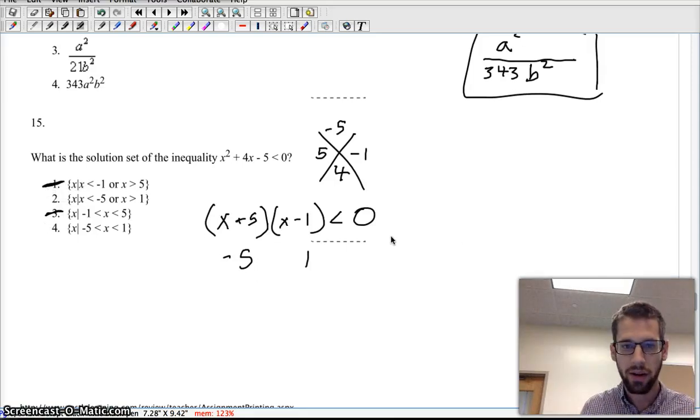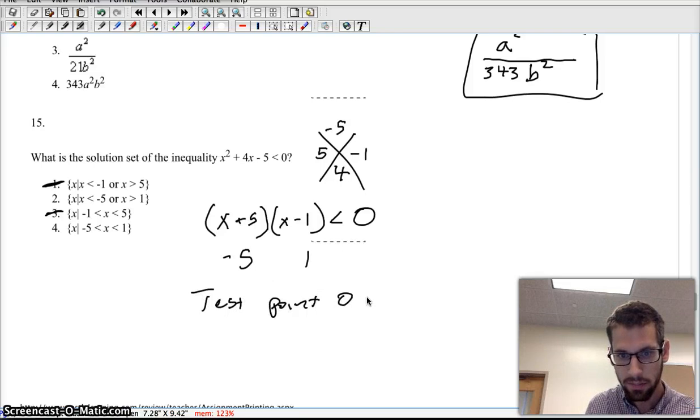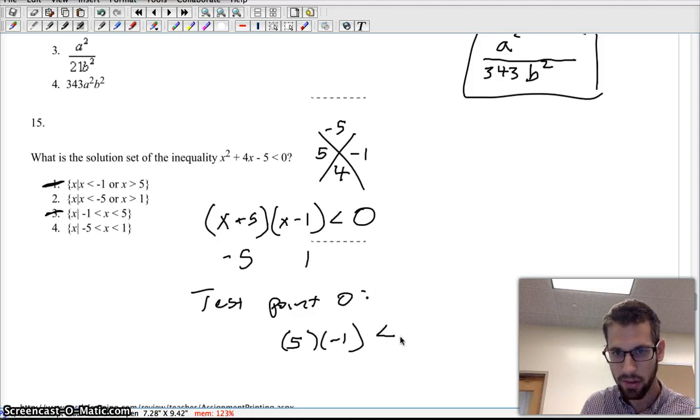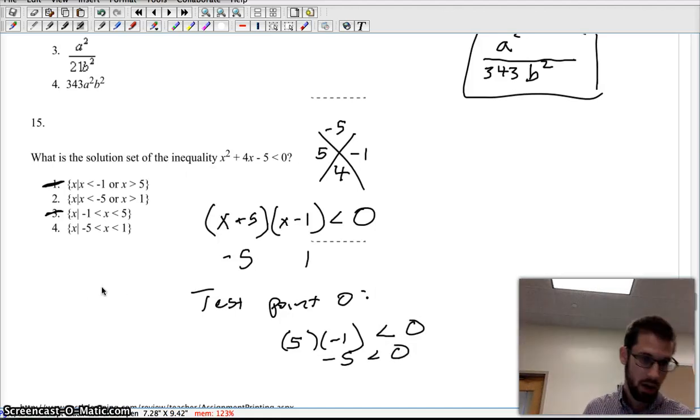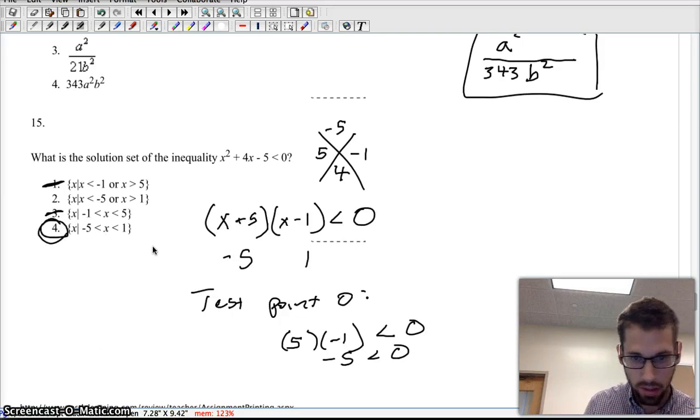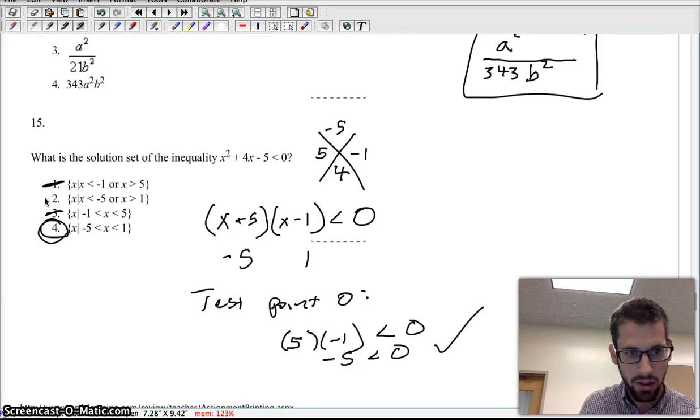So now I just need to test a point. And 0 happens to be in the middle, so I'm going to test my point 0. Test point 0. So let's go ahead and do it. So I know that it's going to be 0 plus 5, so 5 times negative 1 is going to be less than 0. Negative 5 is less than 0. That's true. So number 15, I know that x is going to have to be in between. It's not going to be an or situation. This is true. So I know that answer choice 4 has to be correct.